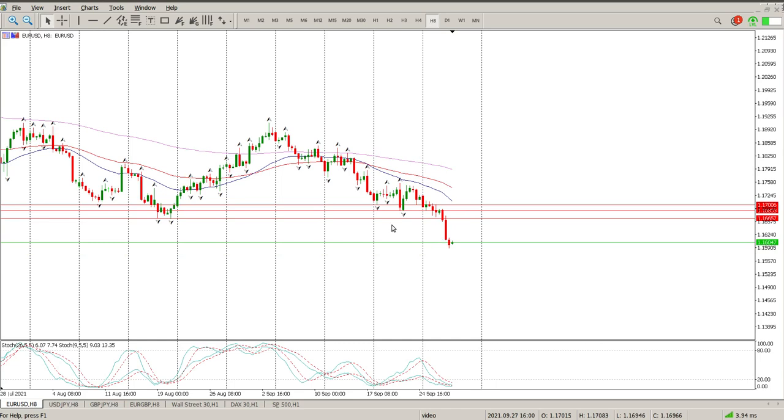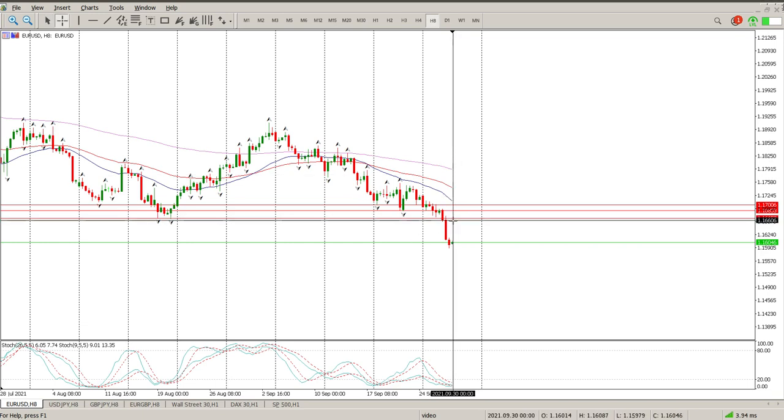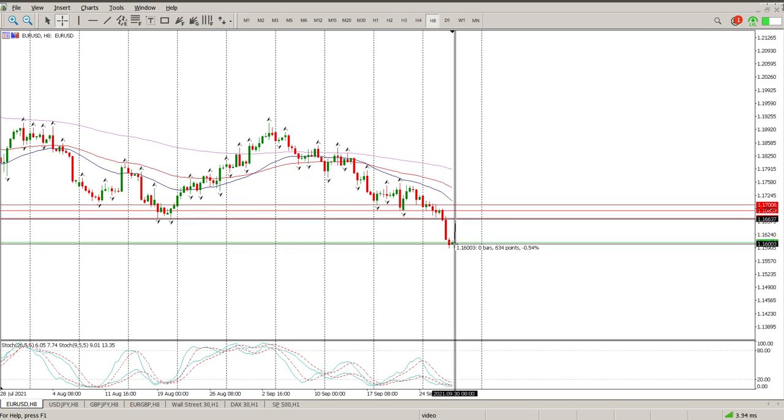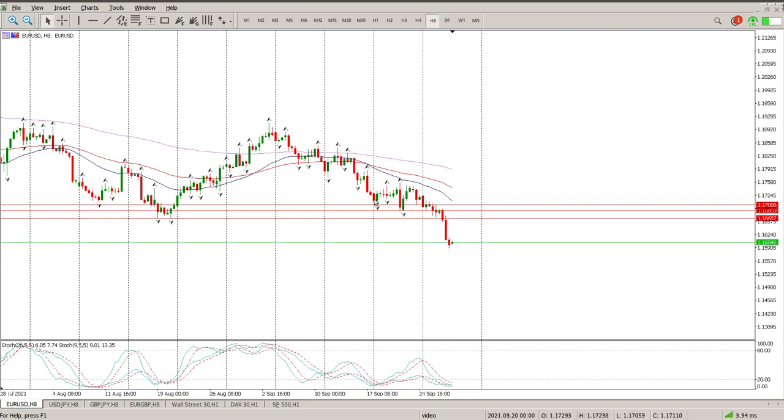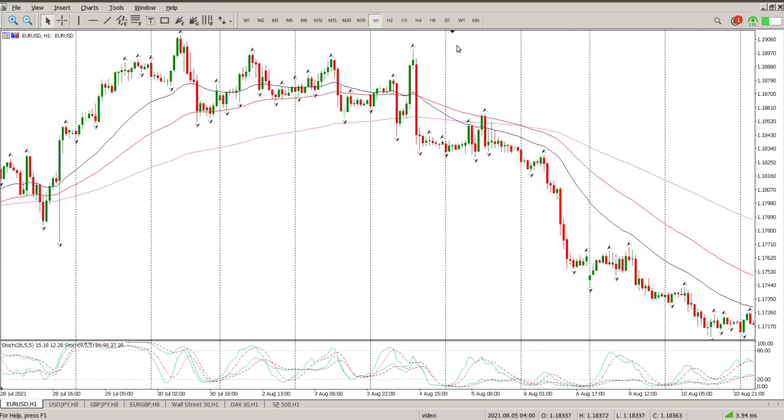So starting off with Euro USD as usual, and yep, we had the range that I gave you yesterday, and it was either a break above or a break below, and we got the break below, and then obviously it was a pretty big move after we'd broken below this section. So that was 600 points worth of trade there.